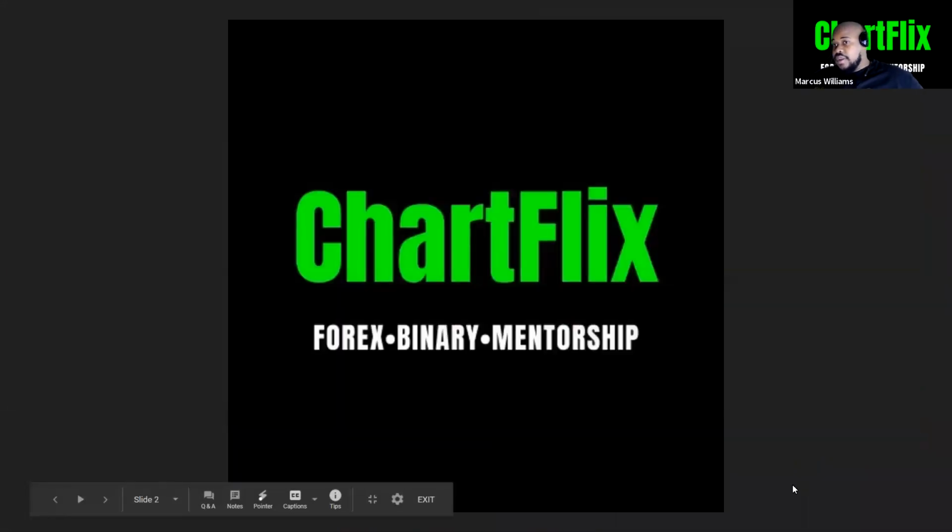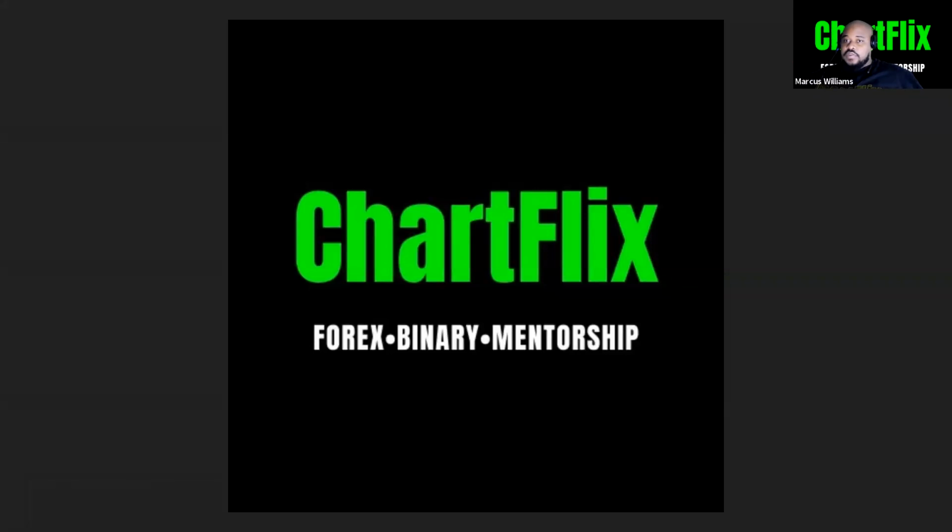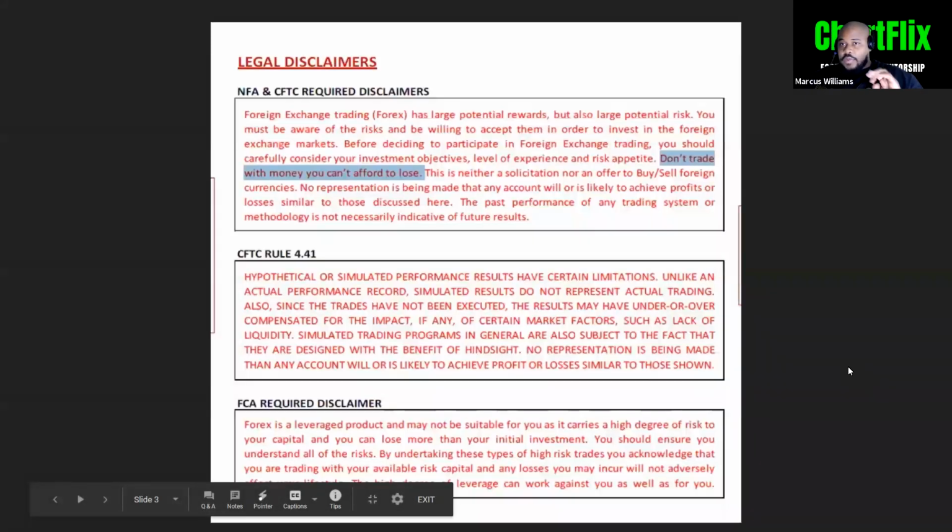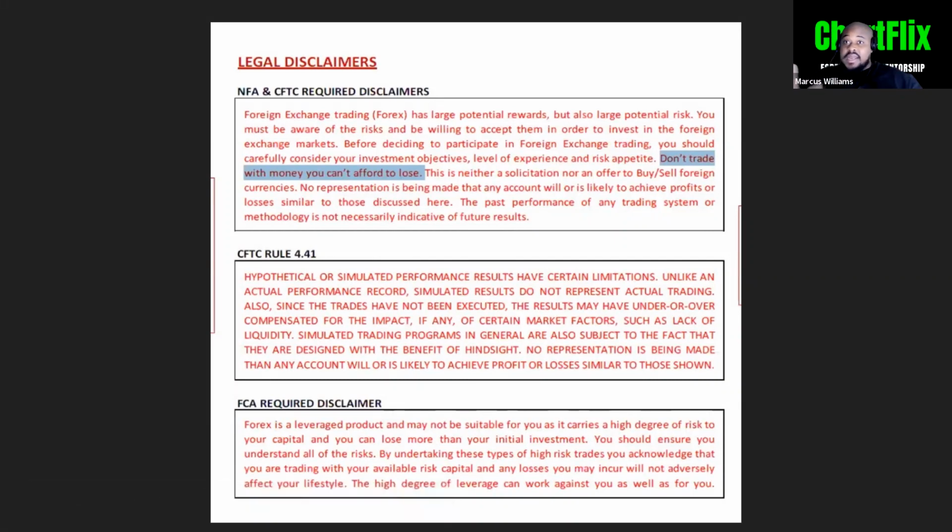This is your most favorite international trade room where we've learned how to take pips out of the market using the football strategy. We go over forex binary mentorship. We don't trade with any guarantees. We only trade with high probabilities. Never trade with money that you cannot afford to lose.